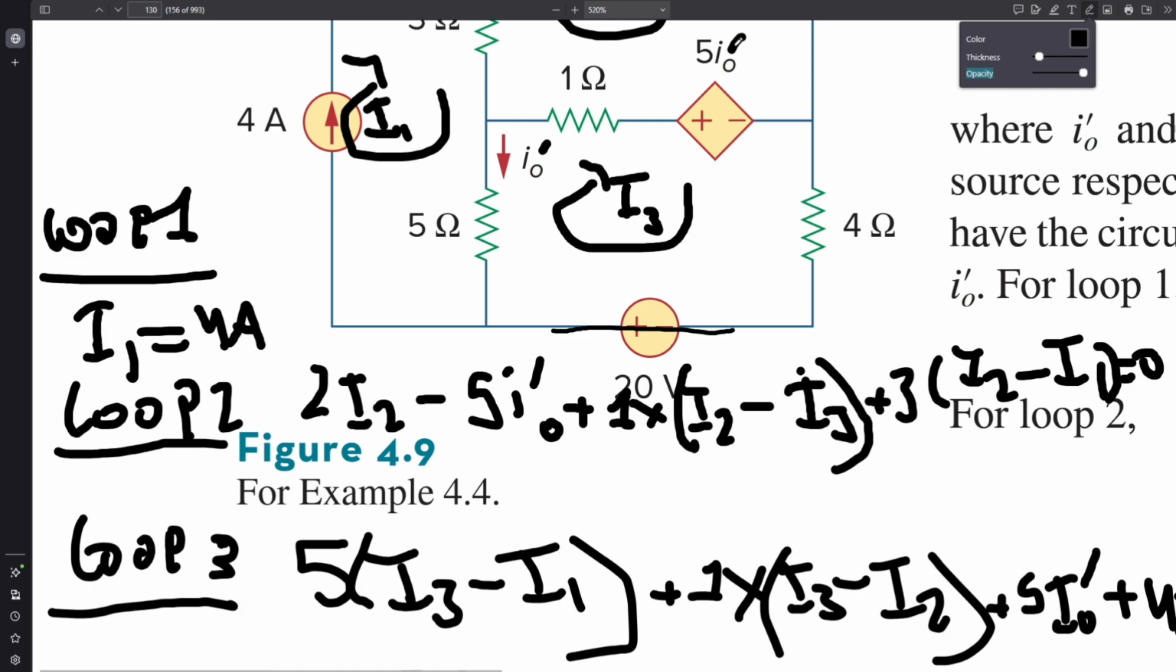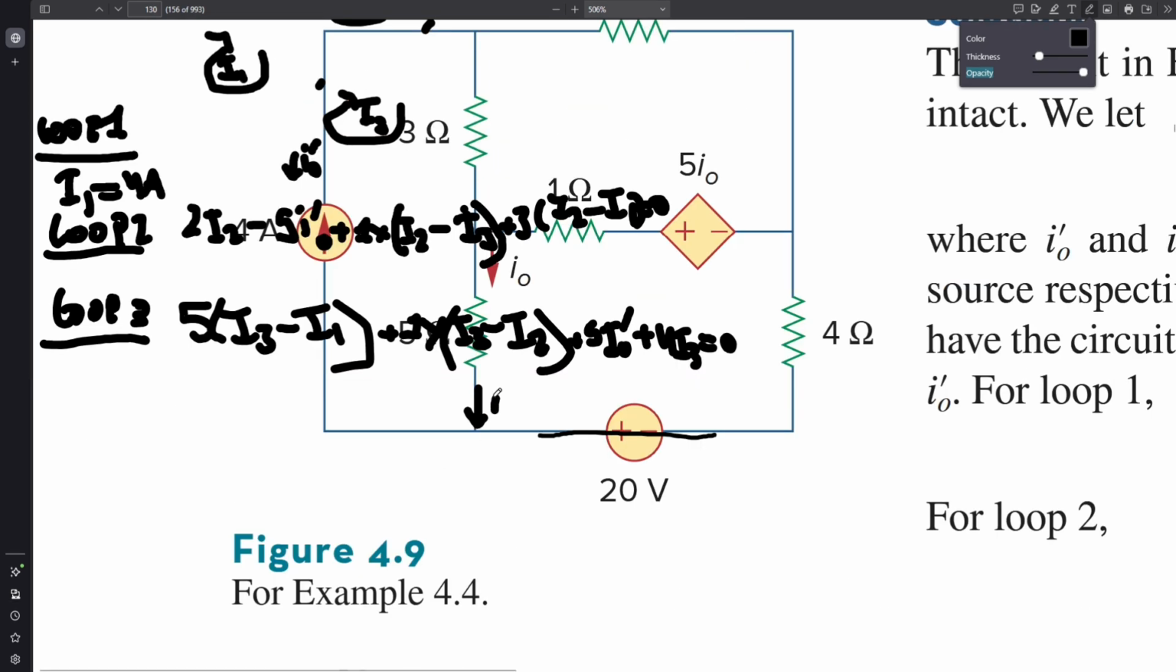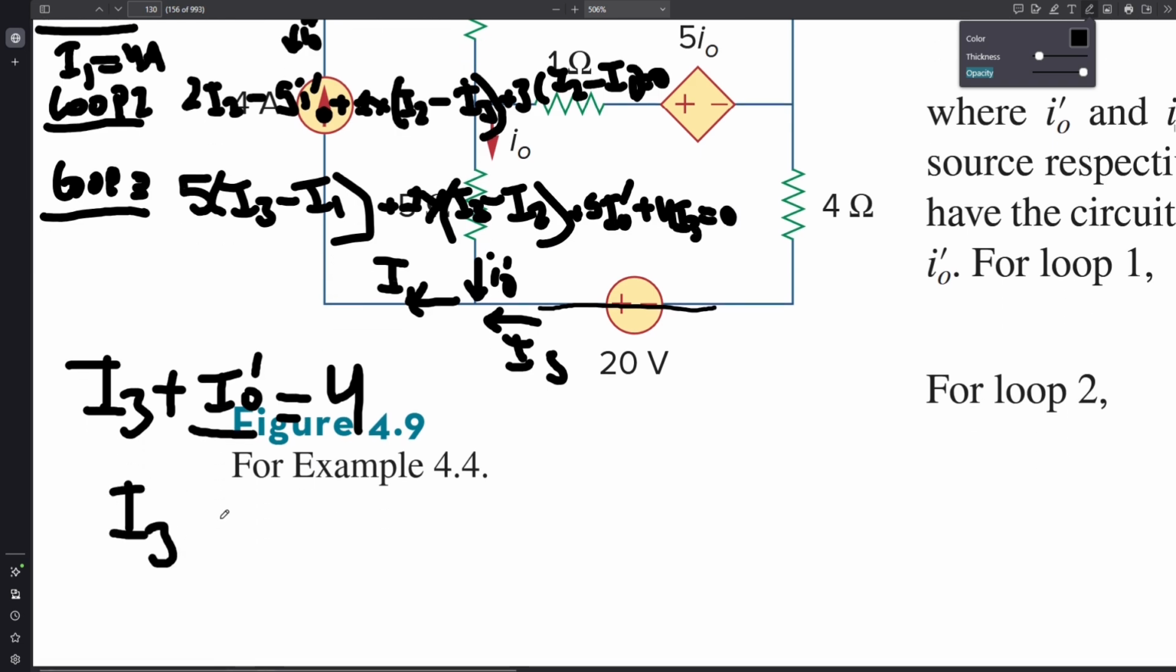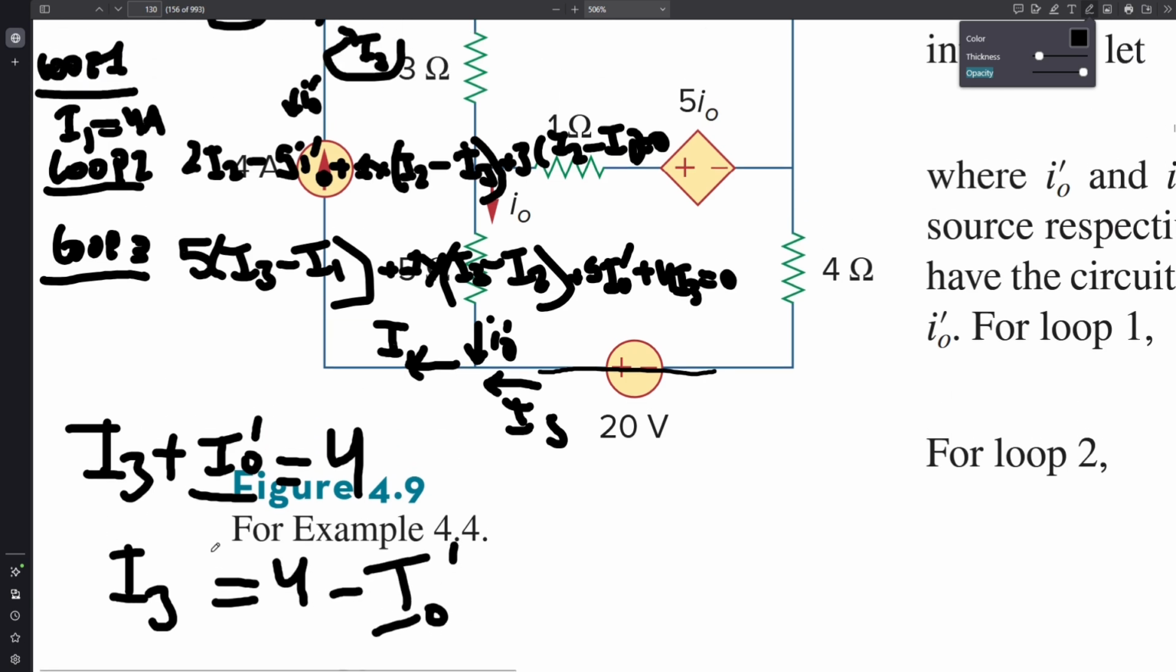So now one more thing here, I0 dash and I3 equals I1. I1 equals 4, so that means I3 plus I0 dash equals 4 amps, or just 4. Now we can use this to put it back into the equation. Since we're looking for I0 dash, we're gonna make I3 in terms of I0 dash, so 4 minus I0 dash.